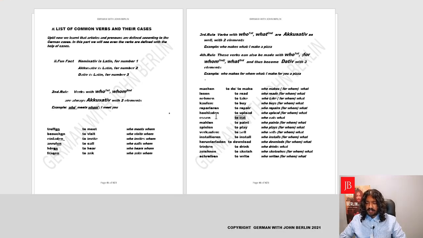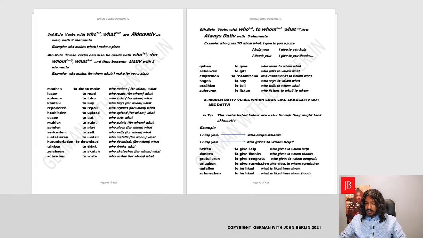For example, essen, which means to eat: who eats what, that's all we can say. It would not make any sense. Who eats for whom what, that's not applicable here. So yes, as and when required, we can add for whom, and these verbs would thus be called accusative dative verbs. Perfect. All right, so we'll move on and look at the next batch of verbs which are on our left.